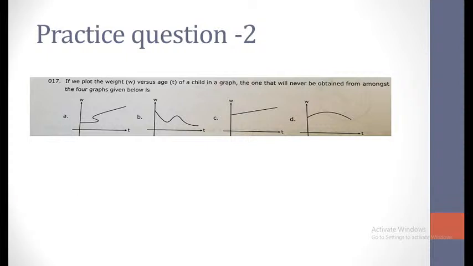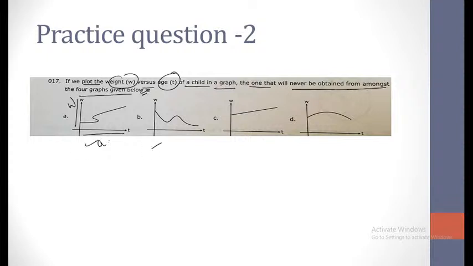Now, if you are someone who is afraid of maths, even I was, this question would look very difficult to you, but wait a second, just read the question, and then when I explain it, you will see how silly this question is. The question says that if we plot weight versus age of a child in a graph, you have on one axis, let's say, weight, on the other axis, let's say, age. So we have to find out the graph which can never be obtained amongst the 4 graphs.